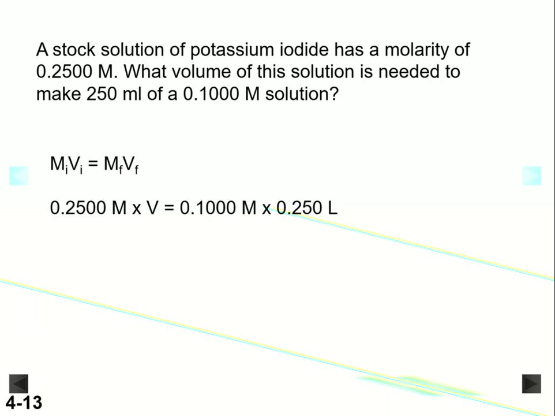So we use our M1 V1 equals M2 V2 calculation, or Mi Vi equals Mf Vf. We plug in our initial molarity, our unknown volume, our final molarity and final volume. We solve for V, and we see it is 0.100 liter, or 100. milliliters. We put the period on the 100 to indicate that there are 3 significant figures in our answer.